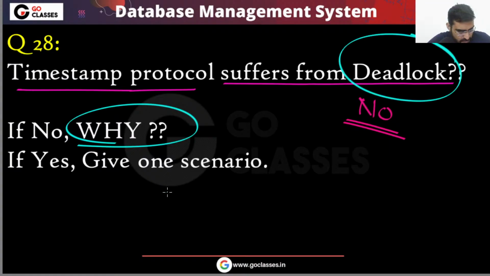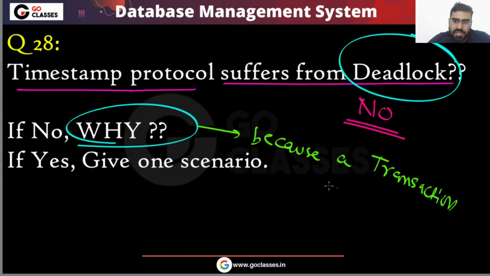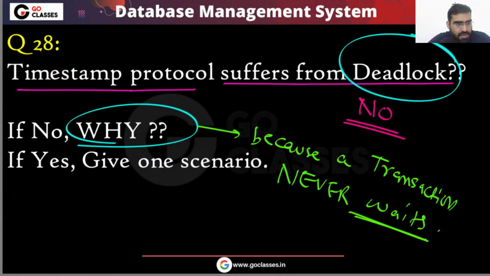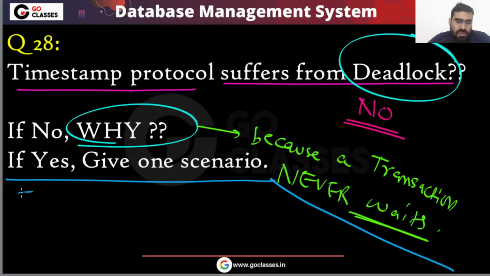Because we never wait. A transaction never waits. Yes or no? Did you notice that? Because a transaction never waits. It will immediately abort. Do you agree? If a transaction is not granted a request, it will abort.